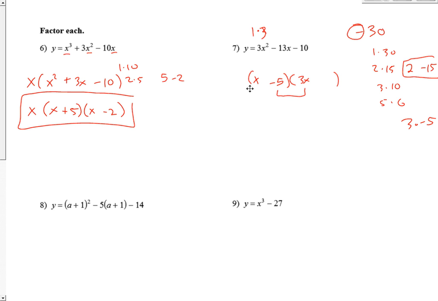The x, or the 1x, is on the outside, and I need to match up the outer terms, and to get the 2, I have 1 times 2. So my 1x is going to be multiplied by 2, so my 2 goes over here, and that's a positive 2, so that's going to be plus right there. And right there are the factors for that trinomial.